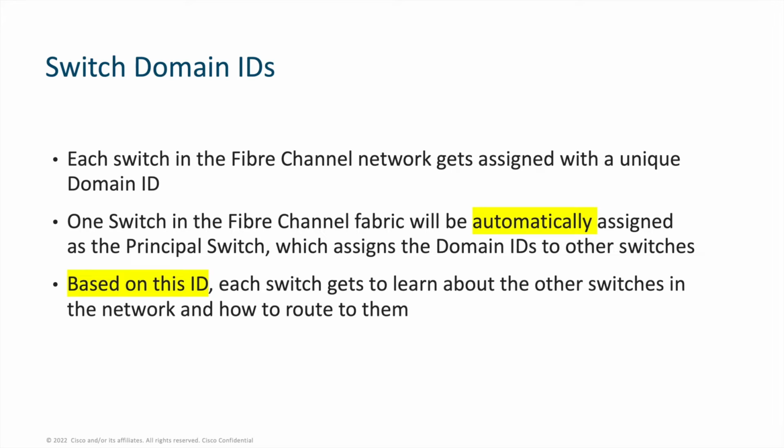With Fibre Channel, pretty much everything happens automatically and information gets replicated automatically as well. You can override that and set things manually if you want to, but out of the box, everything is pretty much automatic. So, by default, one of the switches will be elected as the principal switch, and its job is to make sure all of the other switches have their own unique domain IDs.